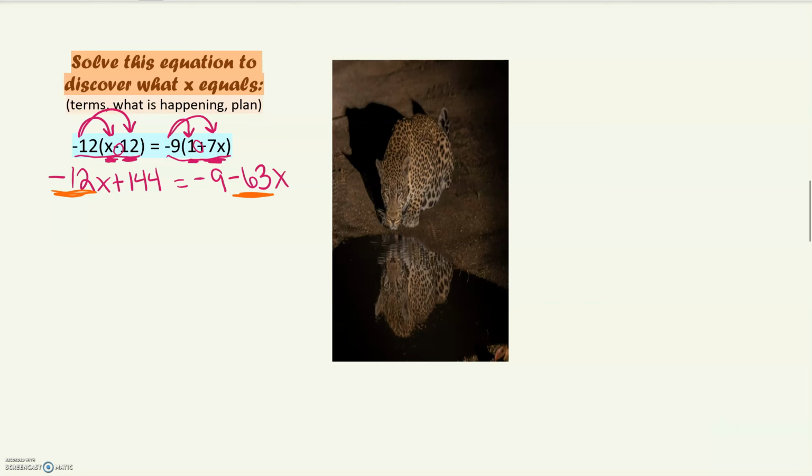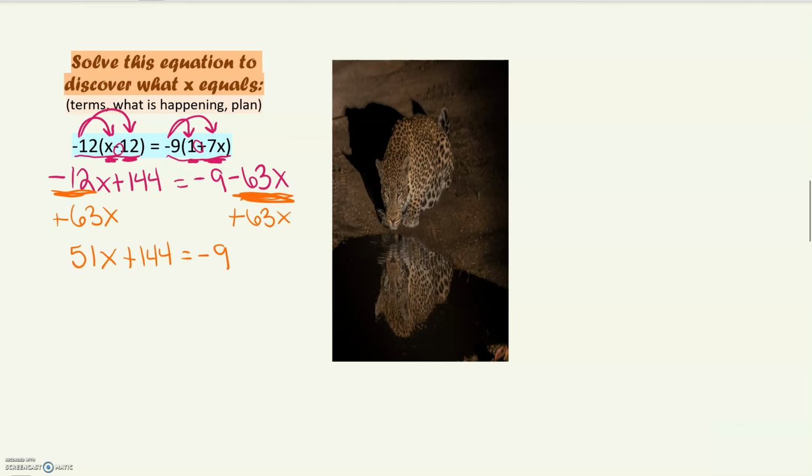And what I want to do is take that term, minus 63x, and put it on the other side of the equation. I can do this by making it 0 on that one side and adding it to the other side. And I can make that 0 by adding 63x to both sides of the equation.